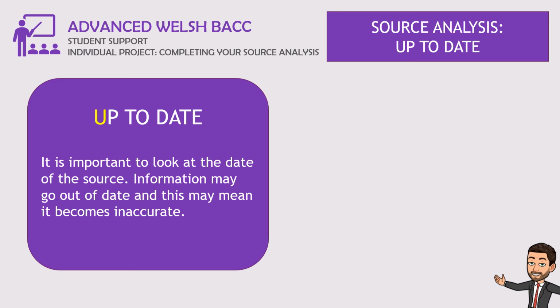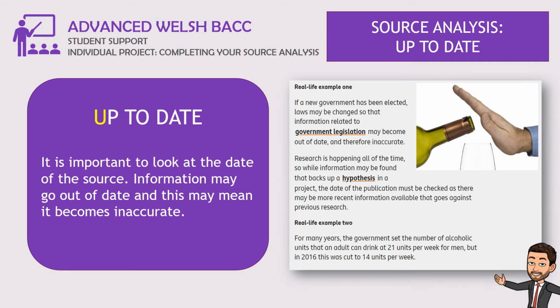Now, reliability is the most detailed part of RURU. The following three, they're up to date now. They're a lot easier to identify. So up to date. It is important to look at the date of the source. Information may go out of date and may mean it becomes inaccurate. There's an example there of how laws very often change within a short period, which if you are using that data or that information and then that information and data is countered by, let's say, a law change, it becomes unreliable. So it's very easy with up to date.